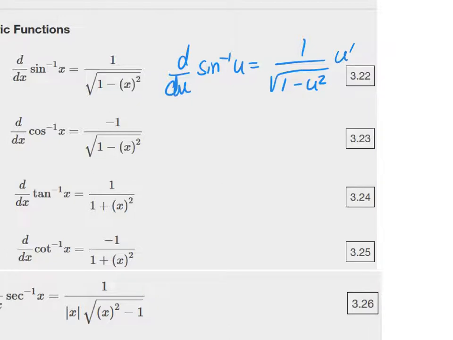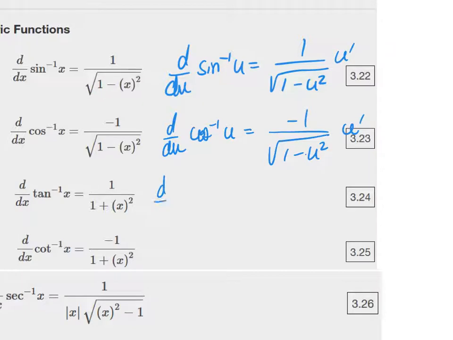The other one, for cosine: d/du of the cosine inverse of u is going to be negative 1 over the square root of 1 minus u squared, times the derivative of u. So if your angle is not x, by the chain rule, you better make sure that you are multiplying by the derivative of that angle. I'm going to do it for all of them.